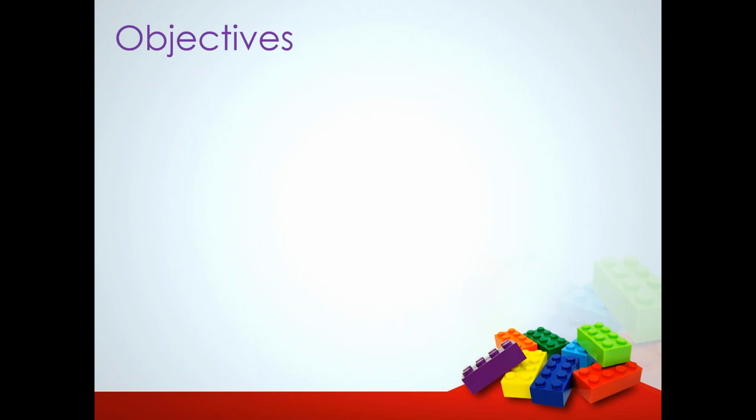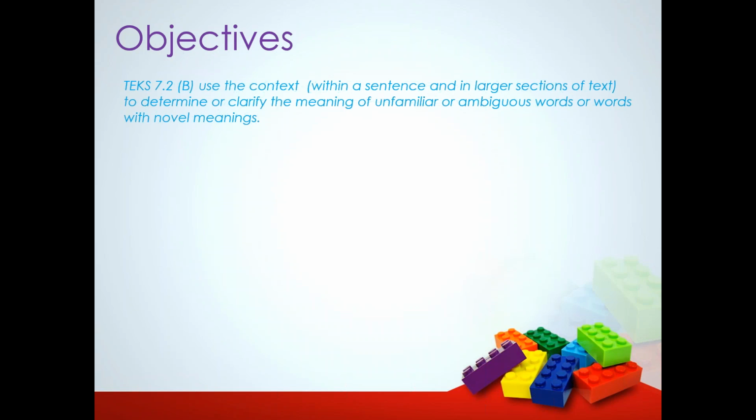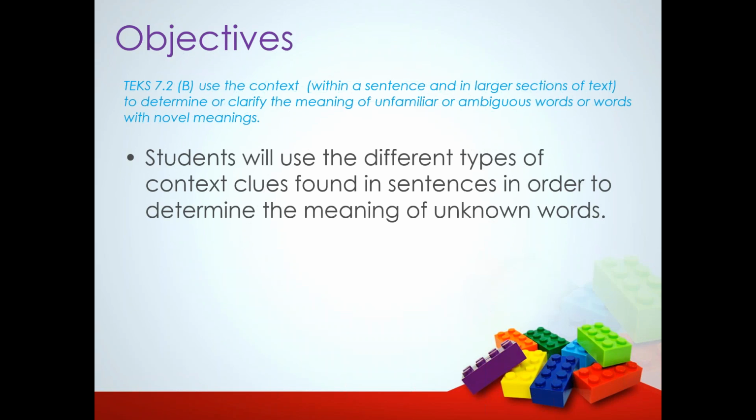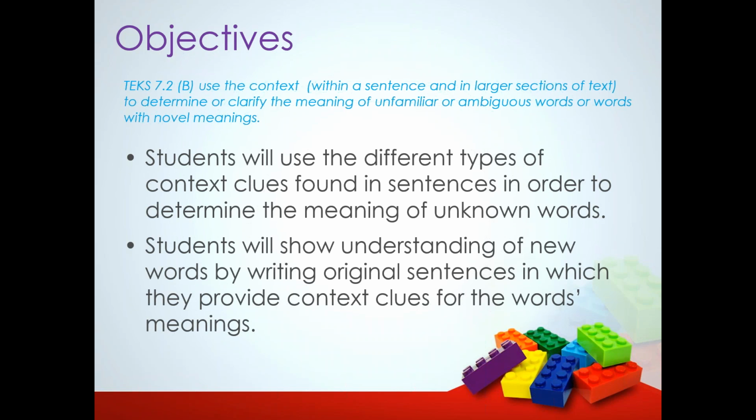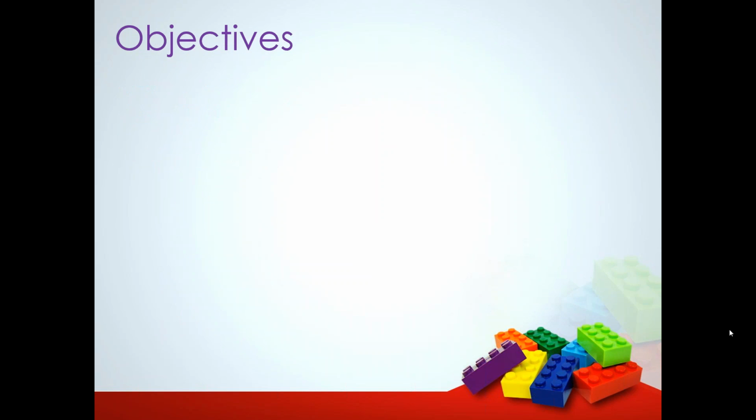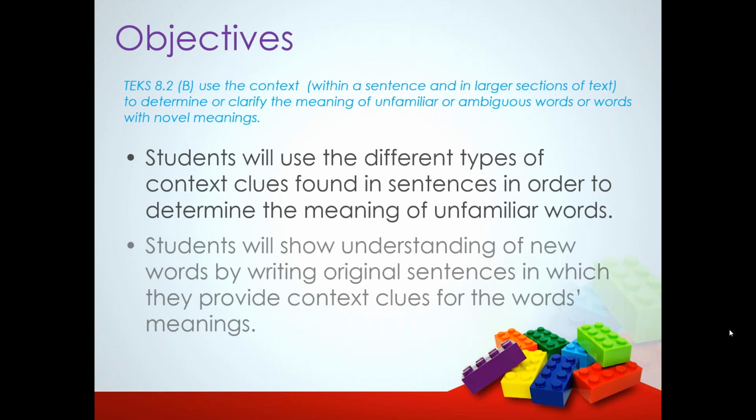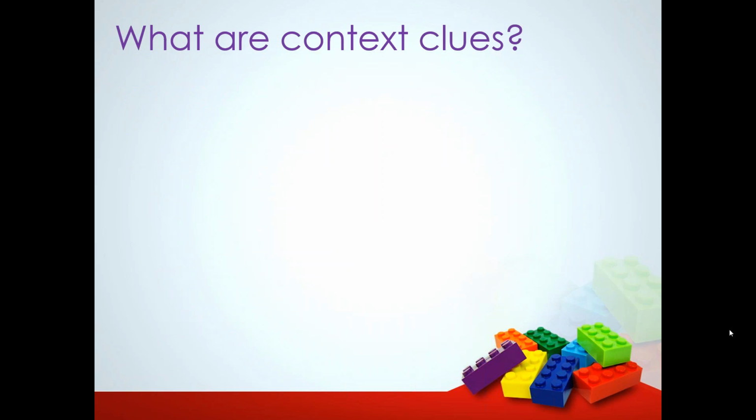So let's take a look at another grade level's objectives for 7th grade. Again, here's the SE, and the student's objective might look more like this. The student will use different types of context clues found in sentences in order to determine the meaning of unknown words. And again, students will show their understanding by writing original sentences. So if you notice here, here's for 8th grade, you can use a lot of the same objectives.